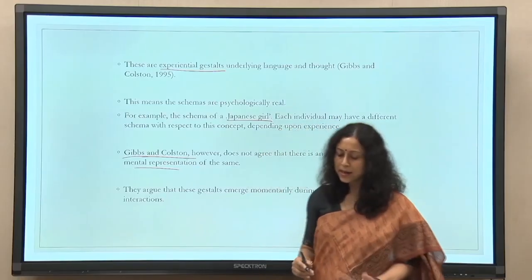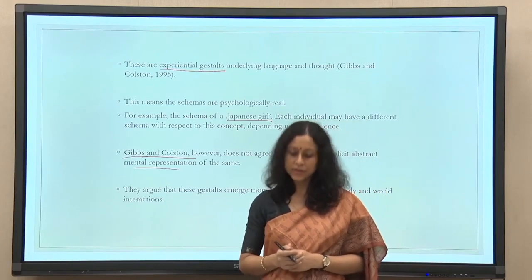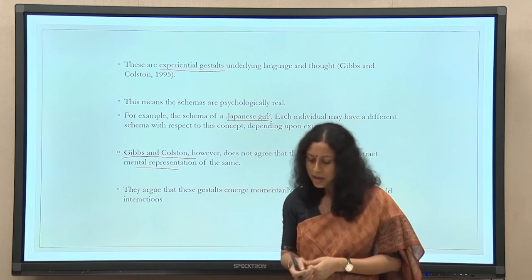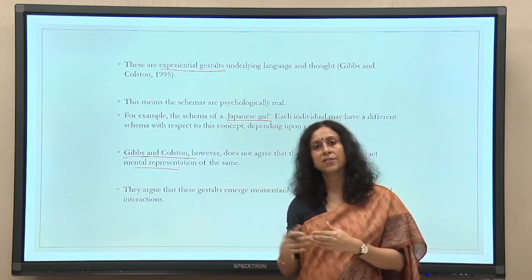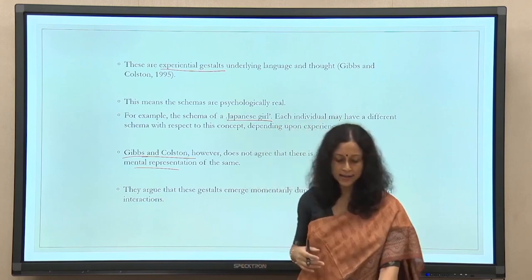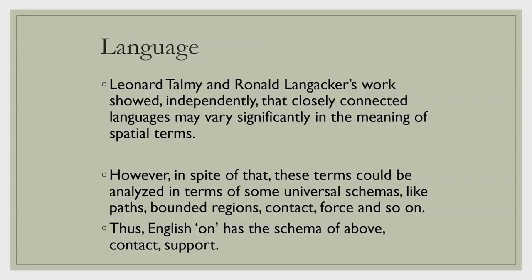So, the point of argument of Gibbs and Colston is that these gestalts, these schemas, arise momentarily during the interaction, when brain, body and the world interact. That is when the schema arises. There are all these finer nuances, which of course we cannot get into for the brevity of time.